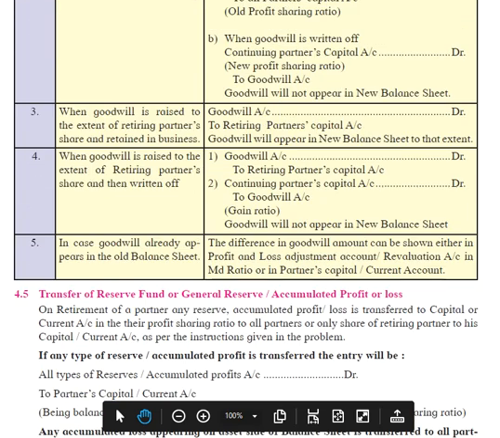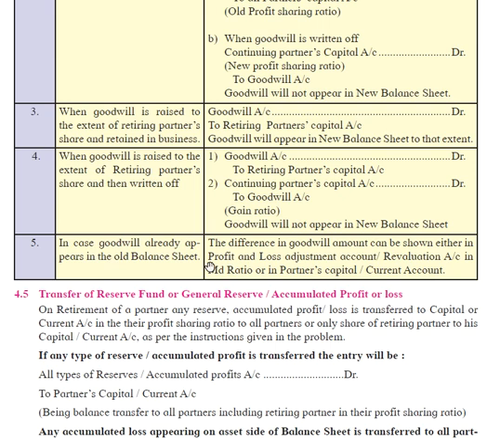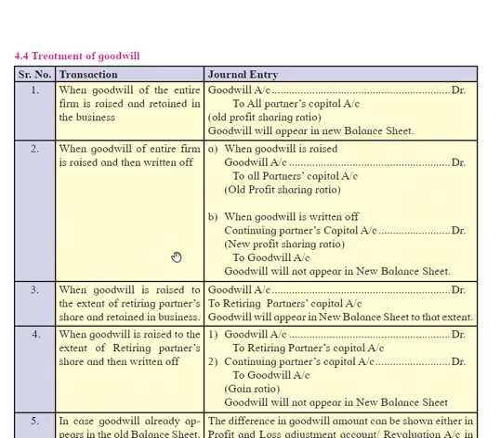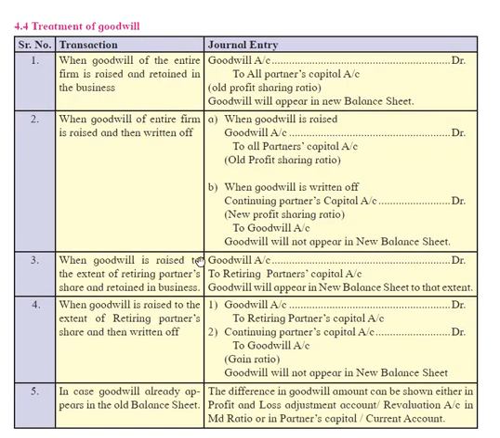And the fifth one is in case goodwill already appears in the balance sheet. The difference in goodwill amount can be shown either in a profit and loss adjustment account or revaluation account, in the old ratio, or in the partners' capital accounts or current accounts. So these are the treatments of goodwill.